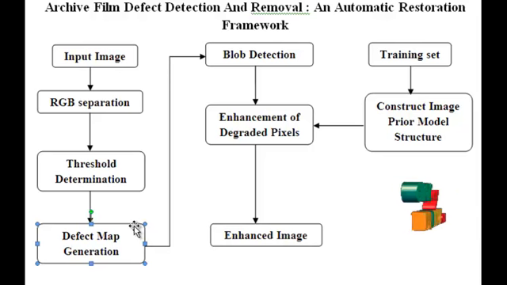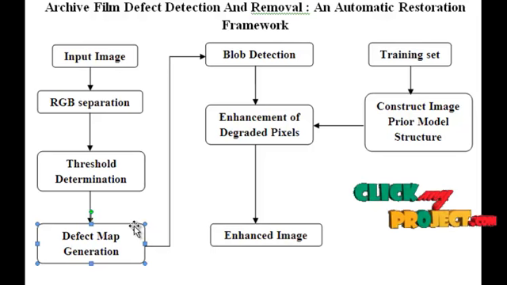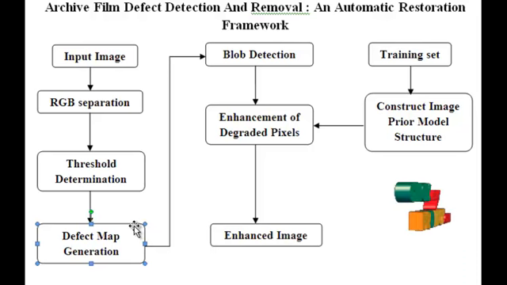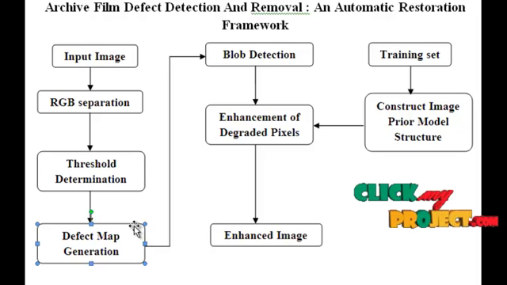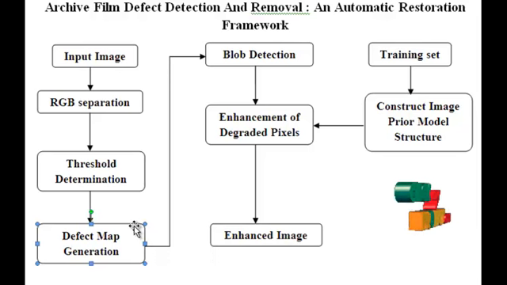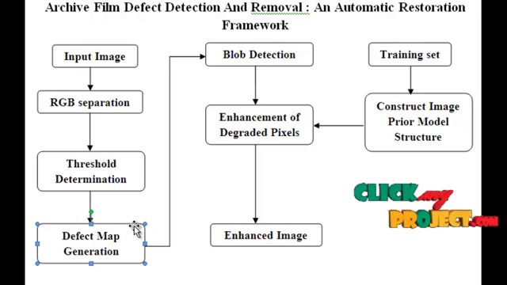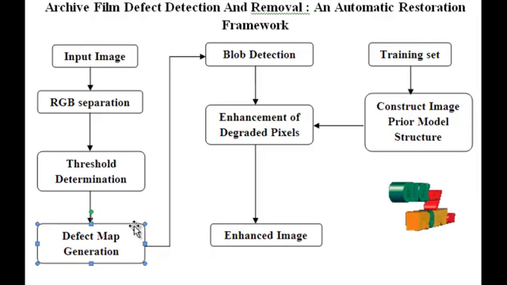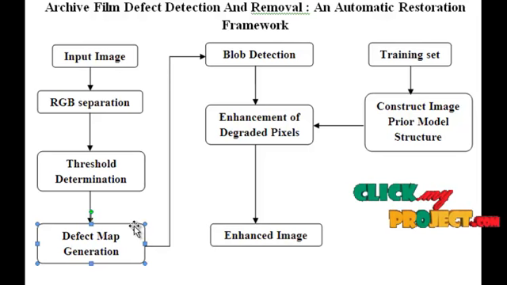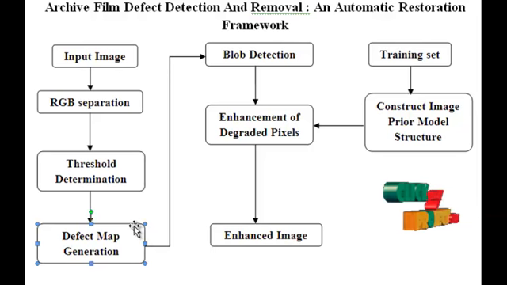After getting this threshold value segmentation, next is to generate the defect map. This will produce a binary segmented image consisting of two groups of pixels: G1, consisting of all pixels with gray levels greater than the threshold, and G2, consisting of pixels with values less than or equal to the threshold. This defect map will be useful for the restoration of the old archive input image.